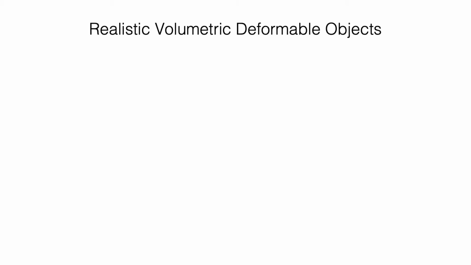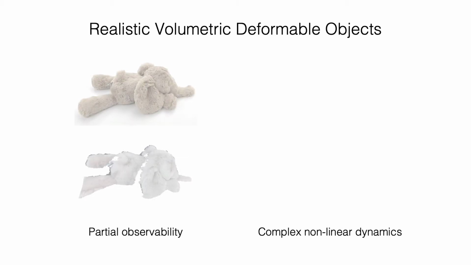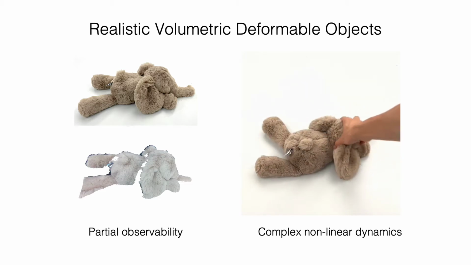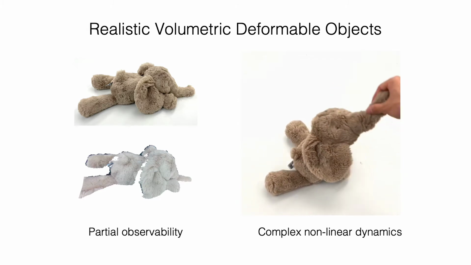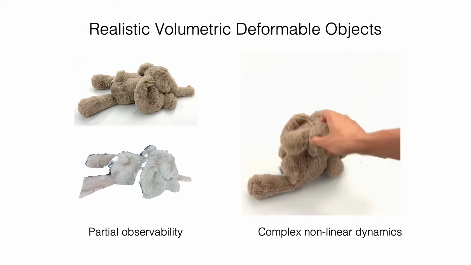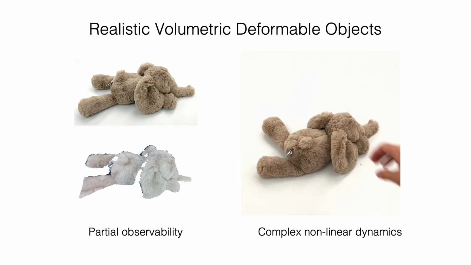Two major challenges of modeling realistic volumetric deformable objects are partial observability and complex nonlinear dynamics. Deformation can induce severe self-occlusion and make certain parts invisible. In addition, the complex nonlinear dynamics in the infinite configuration space of these deformable objects make the problem even harder.